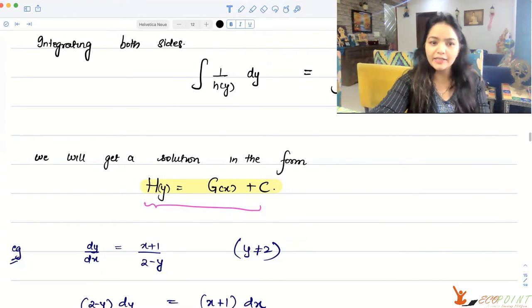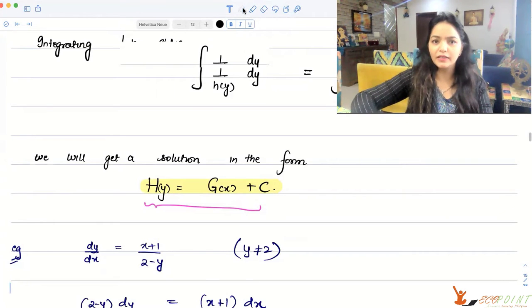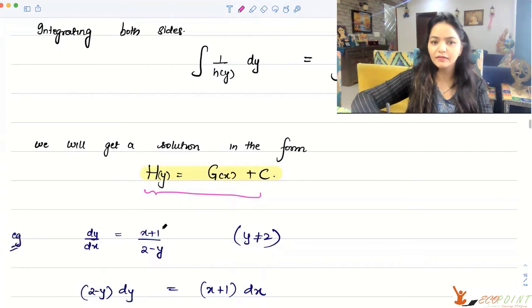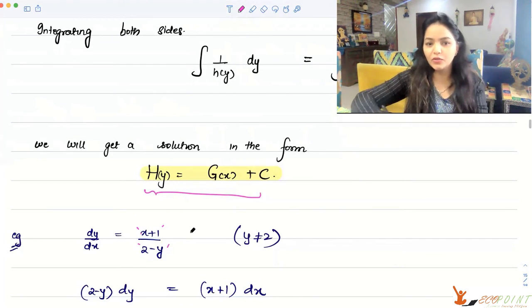So if you have dy by dx equals (x plus 1) upon (2 minus y), y should not be equal to 2, of course. That's the domain restriction that you have here. Now clearly I have some term which is just in x, and this part is just in y. So I don't really need to do anything. I clearly can see that you have something just in x and just in y as a product. So I can take the y terms with y and x terms with x. So (2 minus y) dy will be equal to (x plus 1) dx.